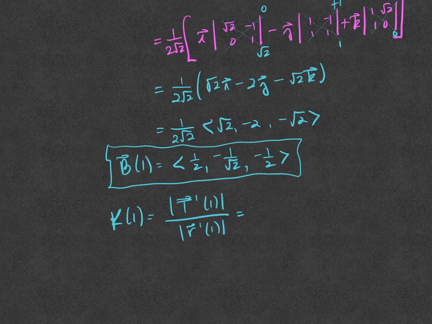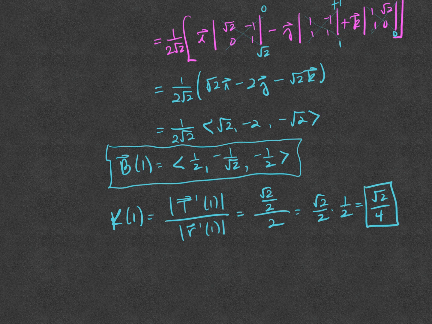So we're going to fill this in to be the square root of 2 over 2 over 2. I don't know about you, but I have to think about that every time. So the phrase now is keep, change, flip. So it's the square root of 2 over 4. So that's the curvature at 1.